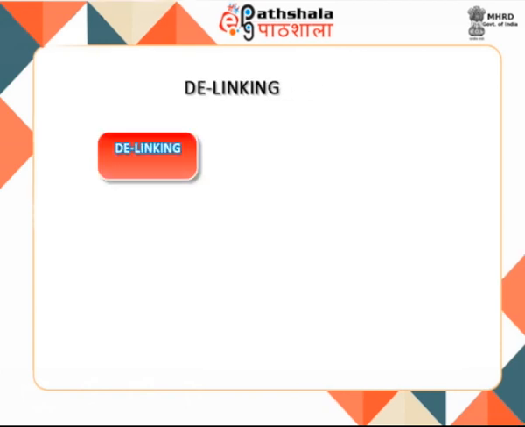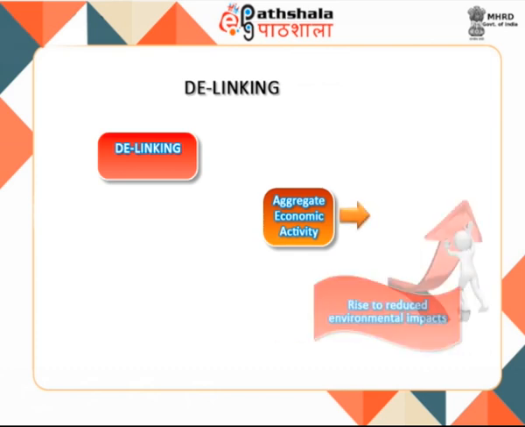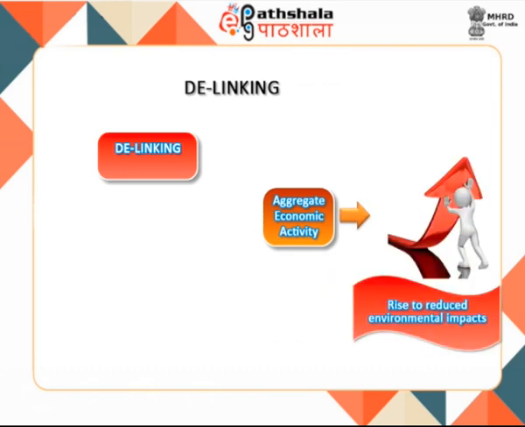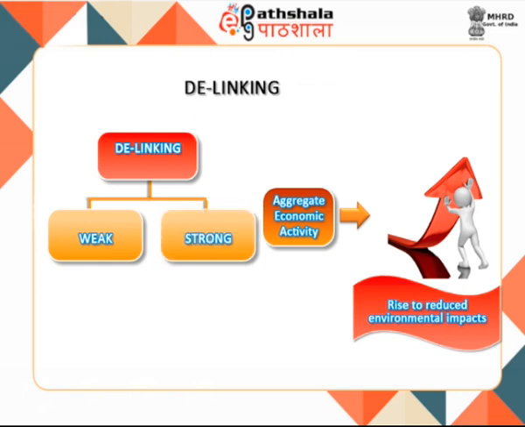Delinking refers to the process whereby aggregate economic activity gives rise to reduced environmental impacts. Delinking can take two forms in a growing economy: weak and strong. Weak delinking implies that environmental stress intensity of GDP decreases over time.